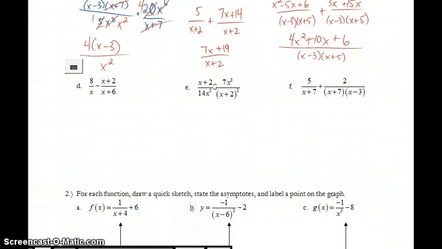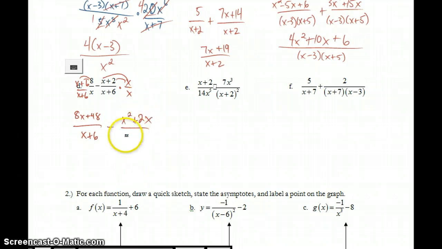D, we're looking to add fractions, very similar. Multiply, get a common denominator. This time, instead of addition, we're looking at a subtraction problem, so remember to be careful with that negative. The first fraction, distribute: 8x plus 48 over x plus 6, minus, distribute, x squared plus 2x over x plus 6 times x. Don't forget that common denominator, and combine them together into one fraction.